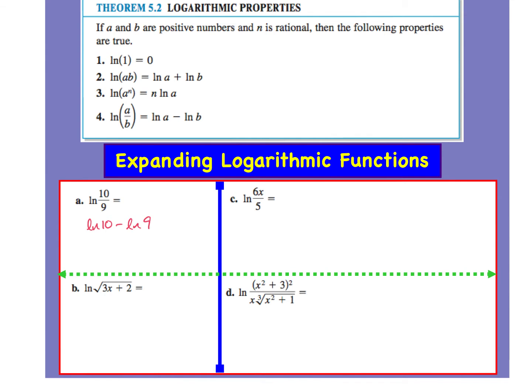Yes? All right, let's look at part B. So now I have natural log of the square root, quantity 3x plus 2. So on this one, how do I expand this? What do I bring out front? A 1/2. So now I have a 1/2 natural log of the quantity of what? 3x plus 2. Now, can I expand that further?